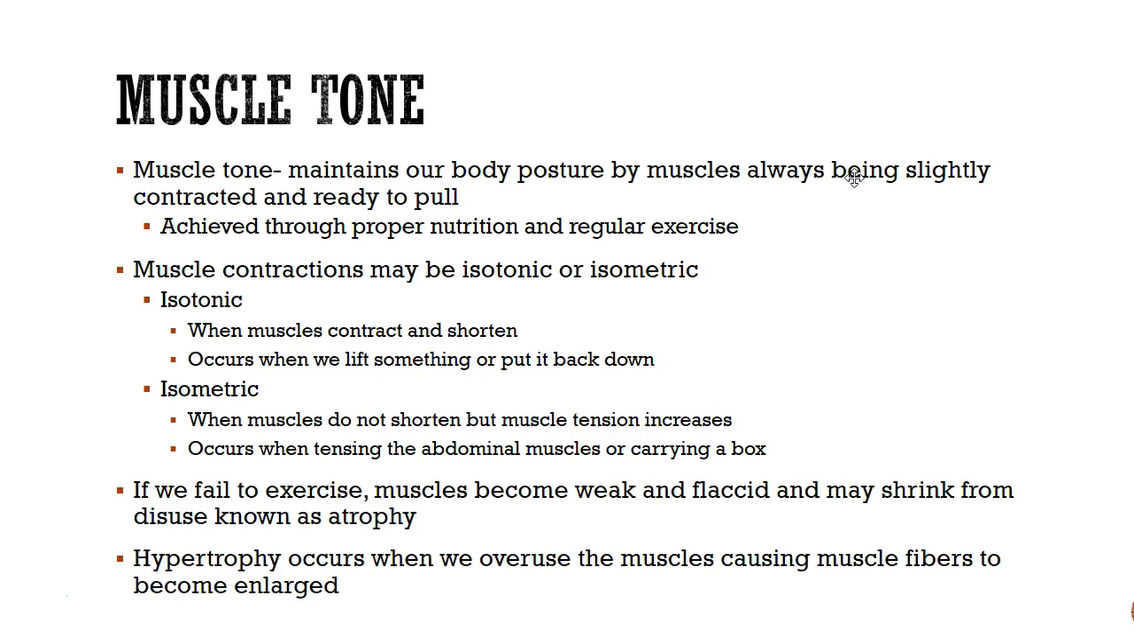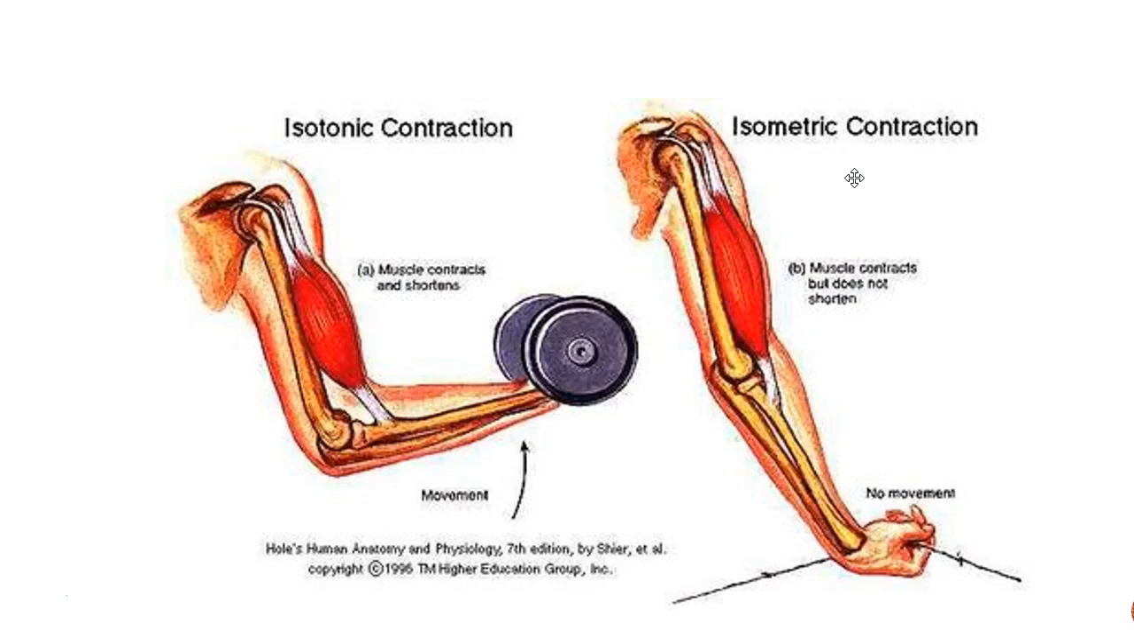Or if you're pushing against a wall, that would also be a type of isometric contraction because you're pushing on the wall, but it's not moving. So here is an isotonic contraction on the left and an isometric contraction on the right.